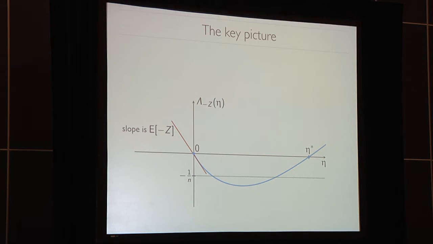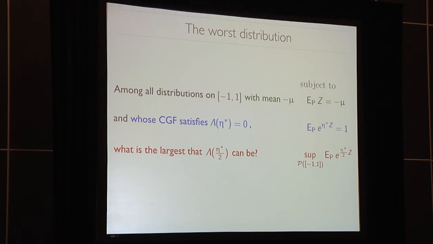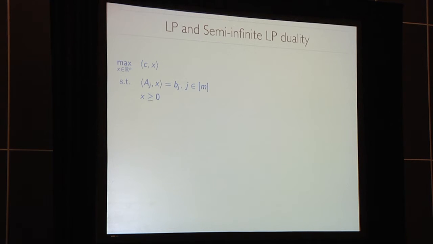And we can write this as an optimization problem, putting together what we have. So among all distributions, for the case of bounded losses on negative 1, 1, that have some mean, and that have the moment generating function equal to 1, equivalently the CGF equal to 0 at some eta star, what is the largest that, let's say, the CGF at eta star divided by 2 could be? And this is just an optimization problem.